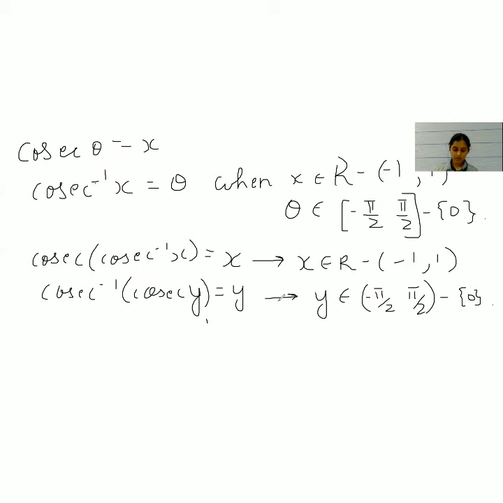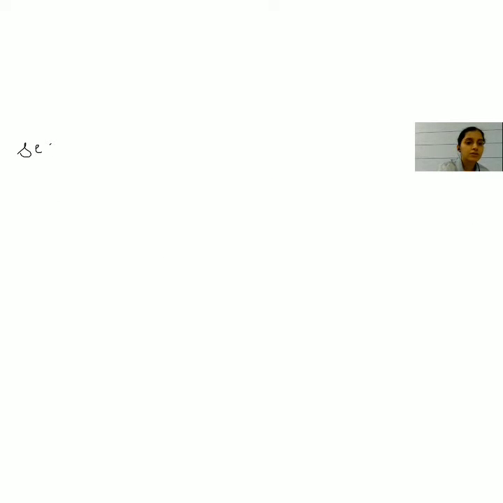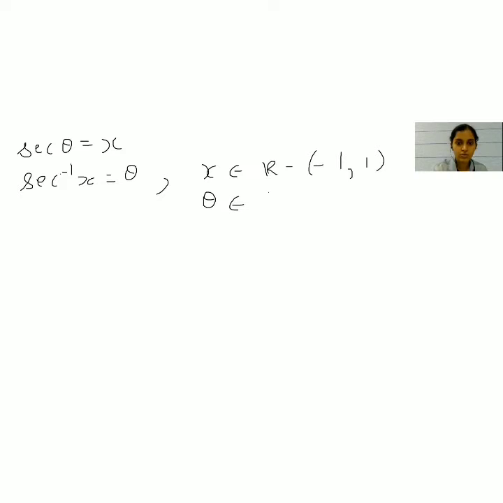Now let's go to the sec values. Sec theta. So sec theta is equal to x. Sec inverse x will exist for which values of theta? Let us write. So x belongs to R minus minus 1 comma 1, again similar to cosec, and theta value should belong to 0 comma pi.